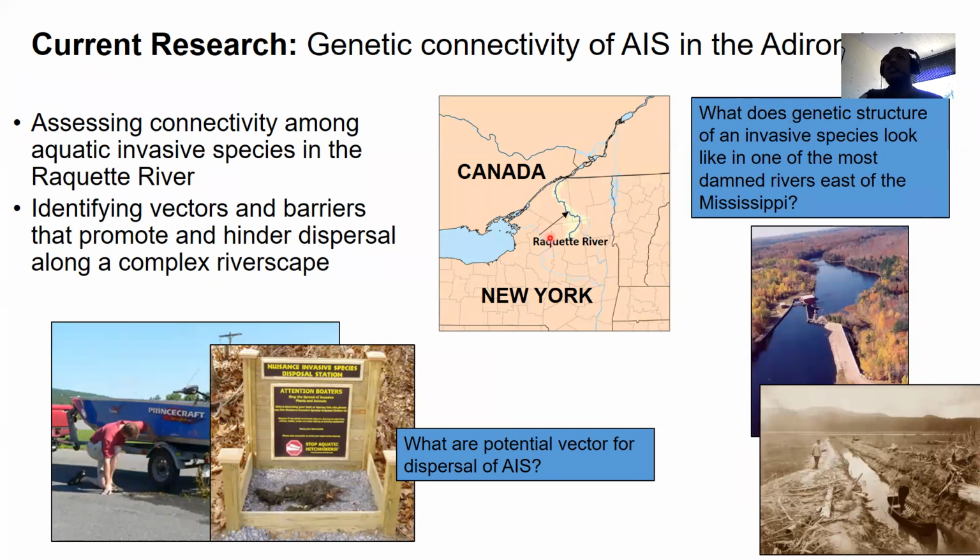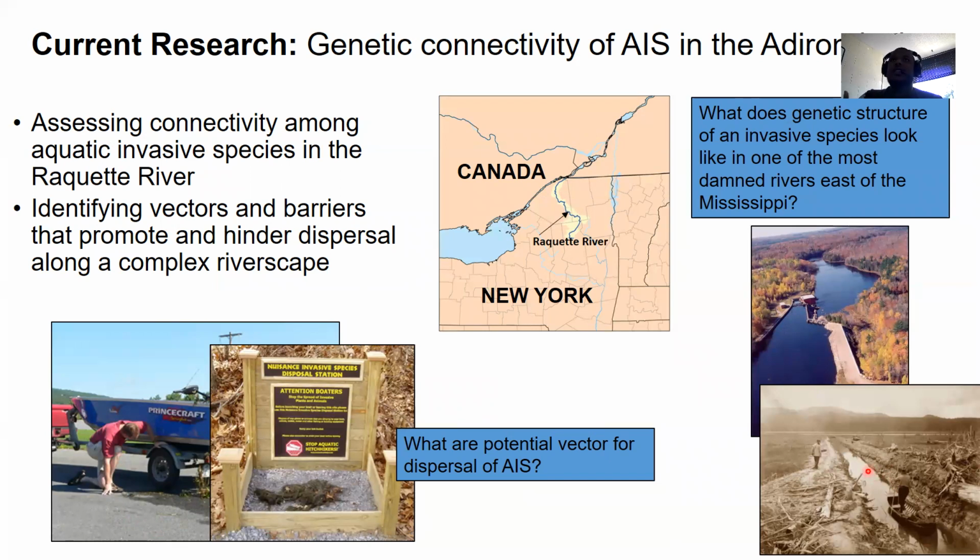So my PhD student is working on the Raquette River, which you can see over here. It's the second longest river in New York State. It flows into the massive St. Lawrence, which eventually empties into the Atlantic Ocean. Right? Now, what makes the Raquette particularly interesting is that it's actually one of the most dammed rivers east of the Mississippi. It's one of the most anthropogenically disturbed rivers in the Northeast, right?